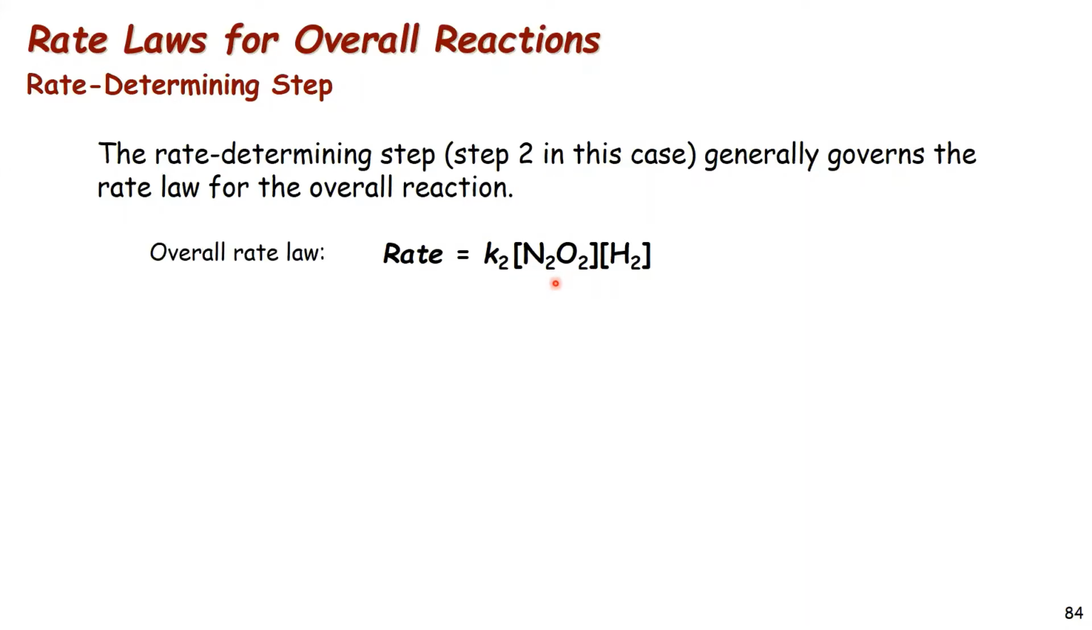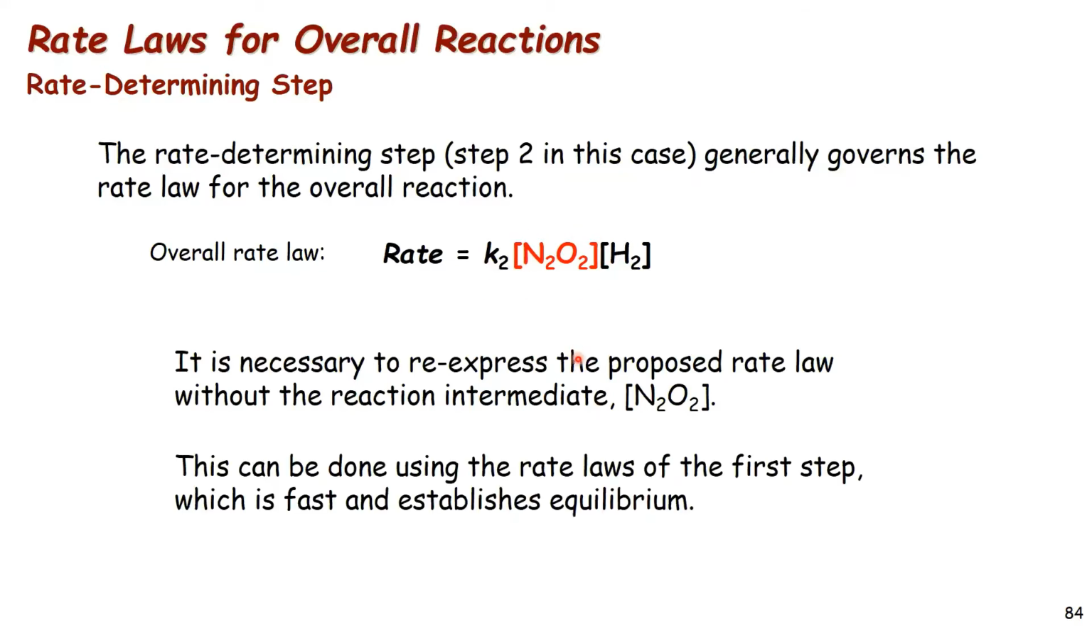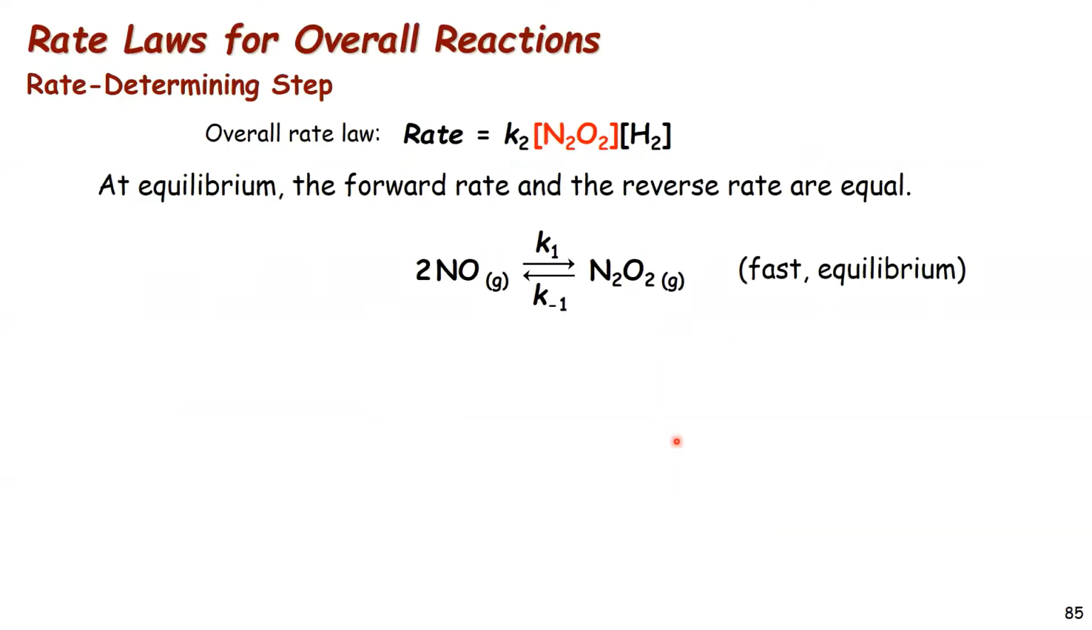We're going to use the fast equilibrium step to do that. So we've got to re-express this rate law and get rid of the N2O2. And we're going to do that by using the first step, which is a fast equilibrium step. So here was our fast equilibrium step. Now notice that we're trying to get rid of the N2O2, and the fast equilibrium step has that. So we're going to need to first look at what this equilibrium means.